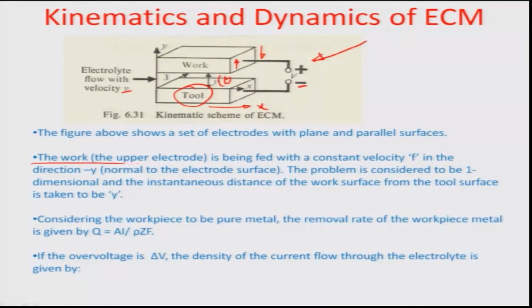Okay. So, the upper electrode is being fed with constant velocity f in this particular case. Let us say this is f in the minus y direction, normal to the electrode surface, and the problem is considered right now as a one dimensional simplified problem. The instantaneous distance of the work from the tool surface is taken as y. So, let us first estimate at what rate this surface will dissolve away, which will result in a change in the distance between the tool surface and the workpiece surface.